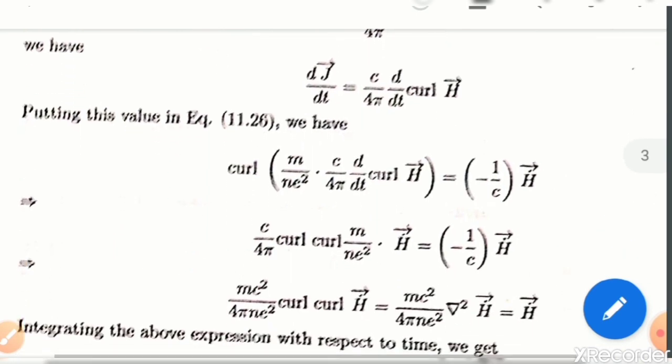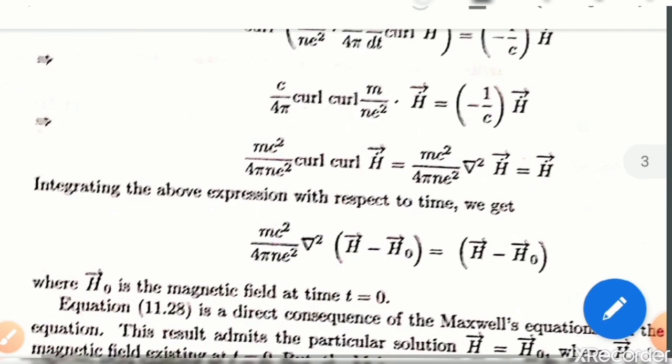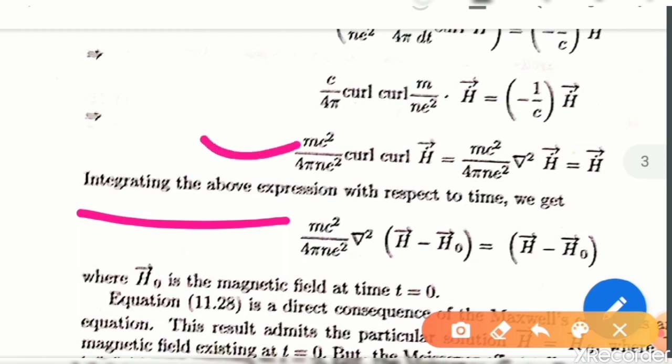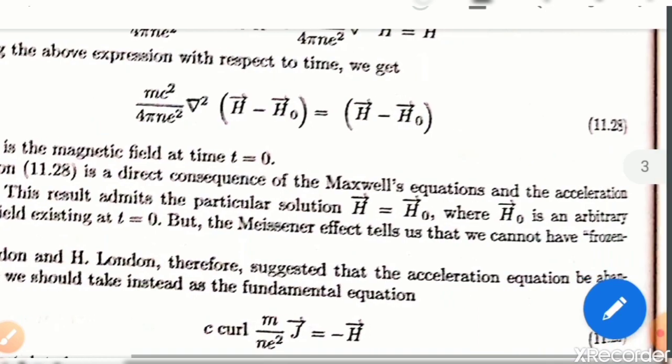Integrating this equation with respect to time, since curl or del square are independent of time and these operations are independent of position, we get these conditions, where H naught is the magnetic field at time t equal to 0. This equation is a direct consequence of Maxwell's equations and the acceleration equation. This result admits the particular solution H equal to H naught, which on both sides satisfies 0 equal to 0, where H naught is an arbitrary magnetic field existing at t equal to 0.